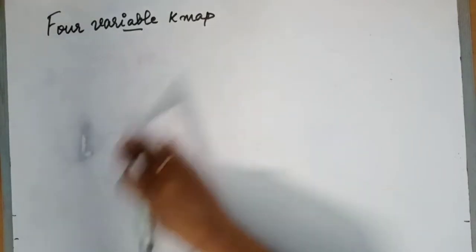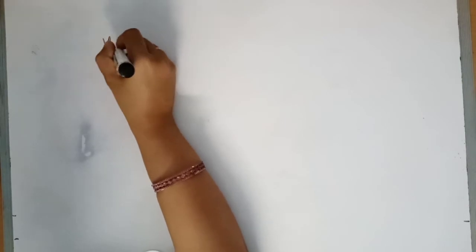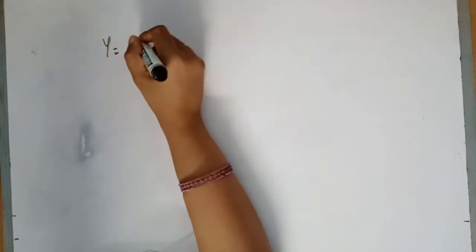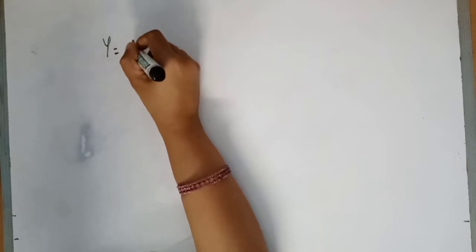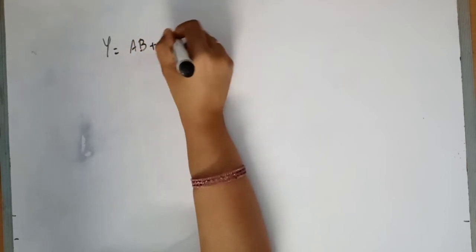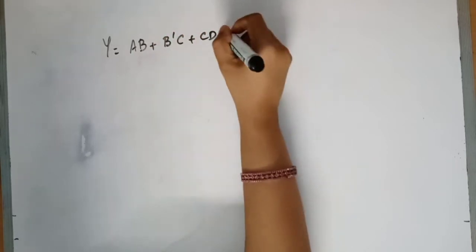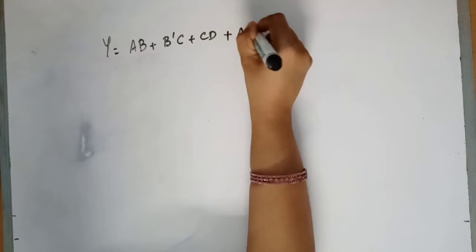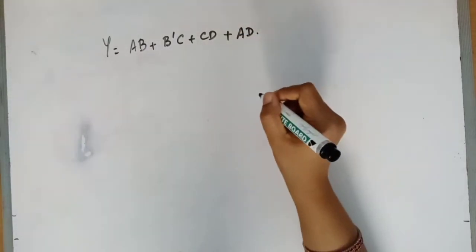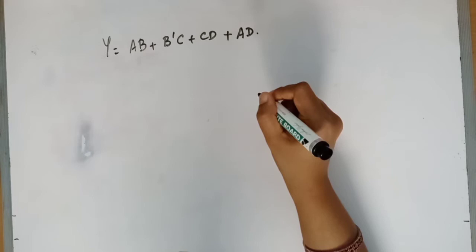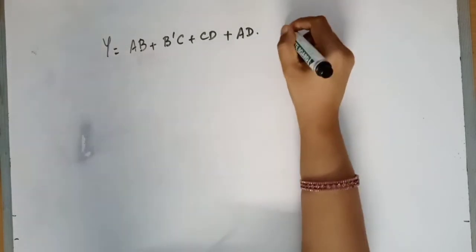Now suppose I'm getting a question like, suppose y is the output, y equal to, suppose AB plus B bar C plus CD plus AD. This is my function. In this particular function, I am asked to write the canonical form.